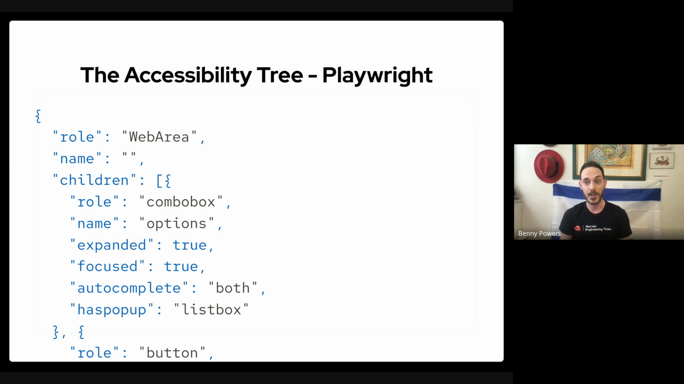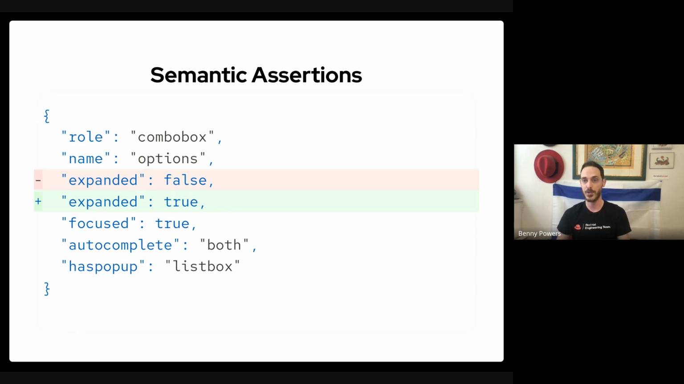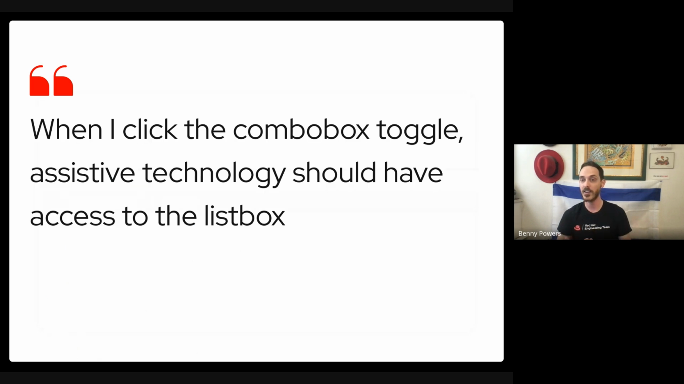And that brings us to the topic of our talk, which is the idea of semantic component testing. The basic idea is that instead of asserting on the DOM or asserting on the visual state of the browser's renderer, we're actually going to make assertions against that accessibility tree. When I call the open method on my element, does assistive technology have access to that list box, right? So it's like when I click the combo box toggle, assistive technology should have access to the list box. That's the testing mindset that we're going for when we do this kind of semantic component testing.